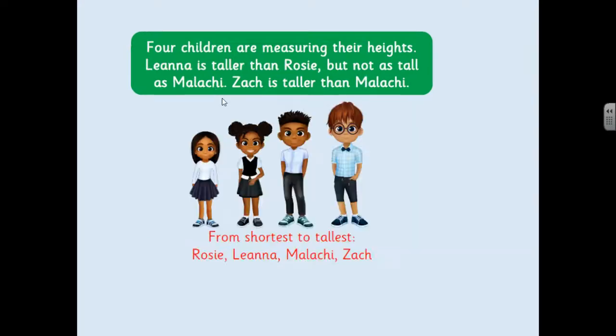Let's have a look. So let's say starting from the shortest to the tallest. So Rosie is the shortest, then comes Leanna, then Malachi, and then Zach. So Zach is the tallest, Rosie is the shortest.